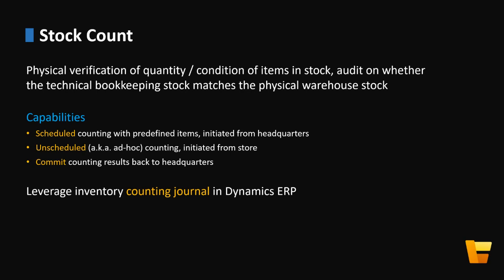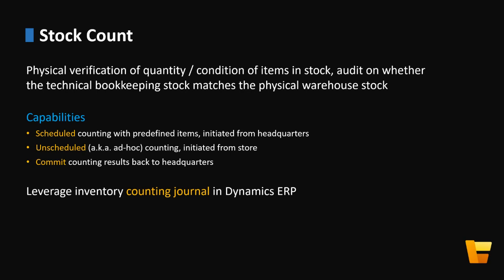In the real world, there are generally two types of stock counting. Some retailers choose to count their stock at a certain time of the year, for example, year-end counting, whereas others may perform periodic counting on a weekly, monthly, or quarterly basis. Now, our current in-market stock count operation in the point-of-sale application supports both scheduled and unscheduled counting.